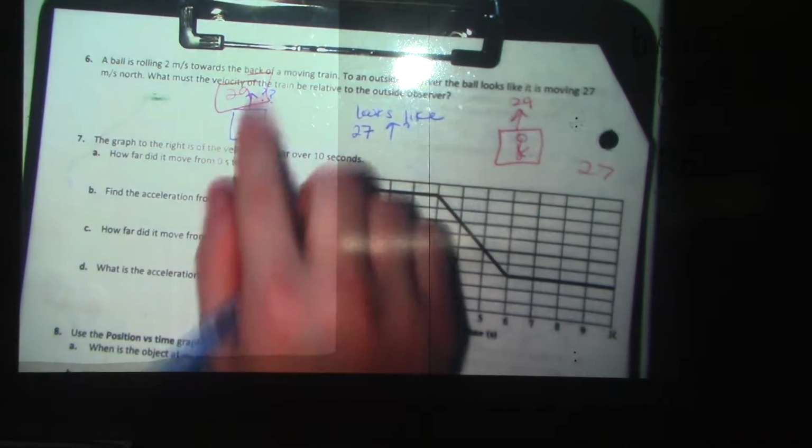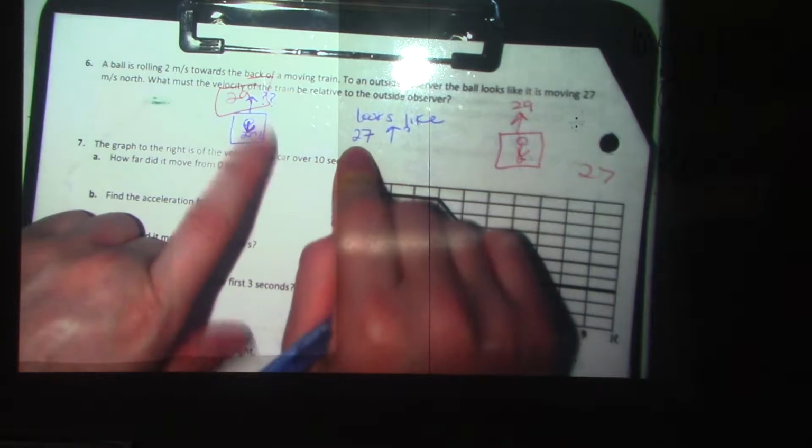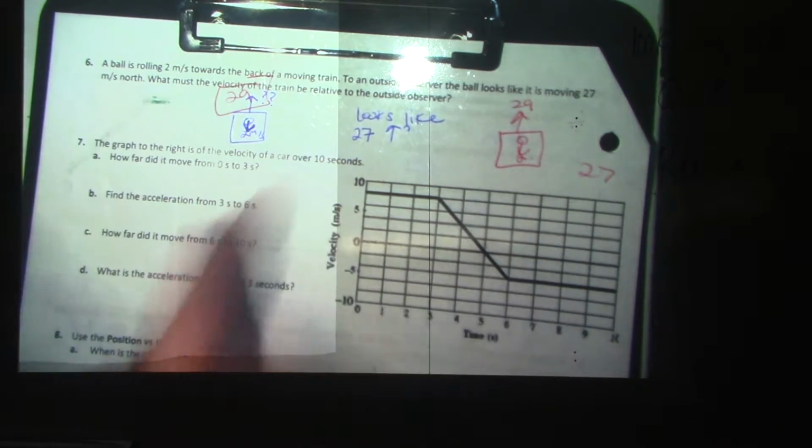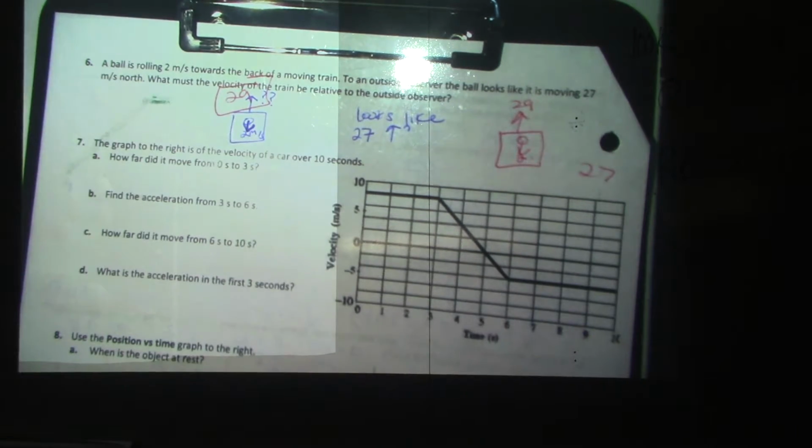Now, if you're like, wait, but I thought we subtract these two numbers. No, you do subtract the velocity of the train minus the velocity of whatever's going to the back. That's not the two numbers that I gave you. I gave you what the answer was. We had to work backwards. What minus 2 would give me 27, which is where I'm getting 29 from.